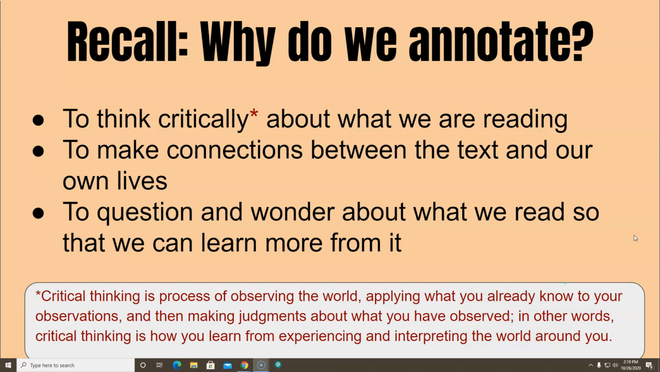The second is to make connections between the text and our own lives. How can we relate to the text? And the third is to question and wonder about what we read so that we can learn more from it. So that's why we annotate. We've been over this before, but I thought it bore repeating since it's been a few weeks since we talked about it.